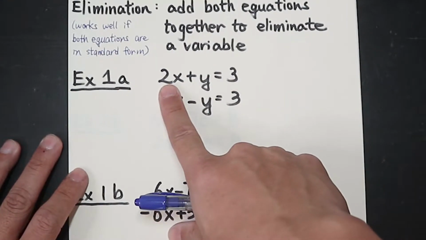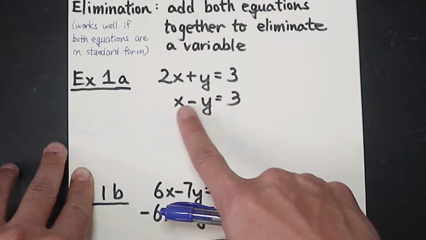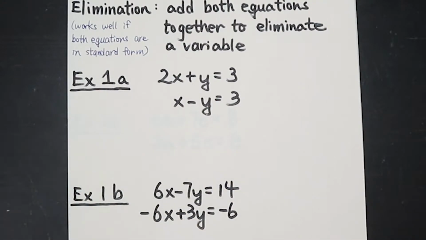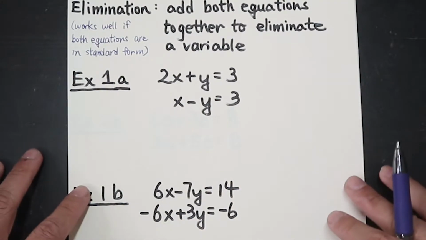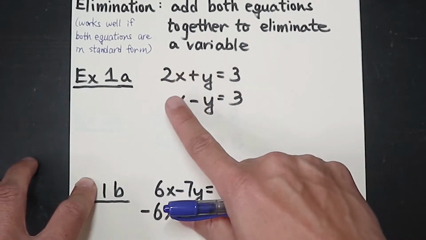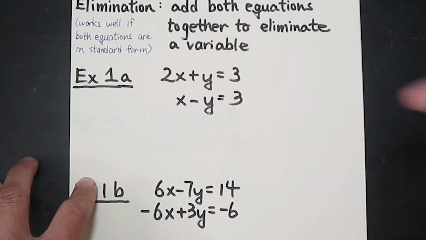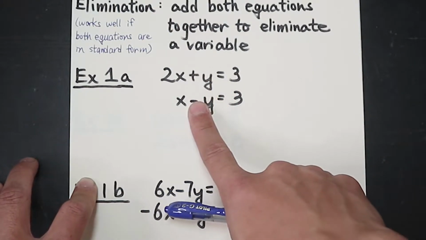So I see that there is an equation, 2x plus y is equal to 3, and also x minus y is equal to 3 as well. And your goal is, again, solve x and y. So to do that, you first check, are there any variables that have totally opposite signs and the same coefficient? Coefficient means the number in front of the letter.